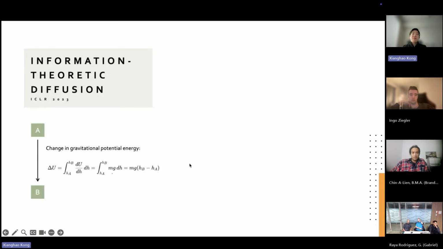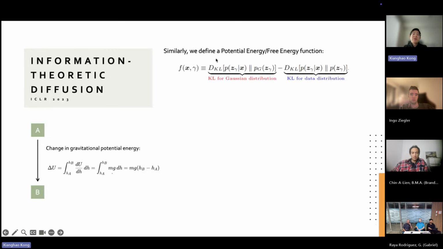The similar thing for a diffusion model: we want to convert a cluster of Gaussian noise to an image. So it's also the transition from Gaussian noise to image, from density A to density B. So naturally, we want to define a free energy function, basically like this potential energy function. We call it F(x, gamma). You can see this is also a difference, but a difference between the KL divergence for Gaussian and the KL divergence for the data distribution.